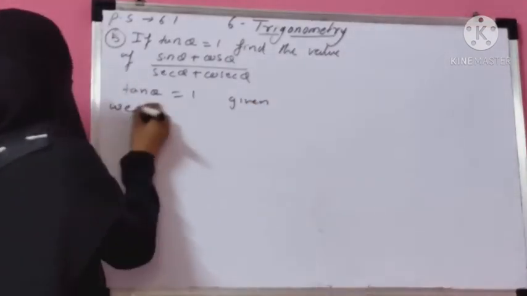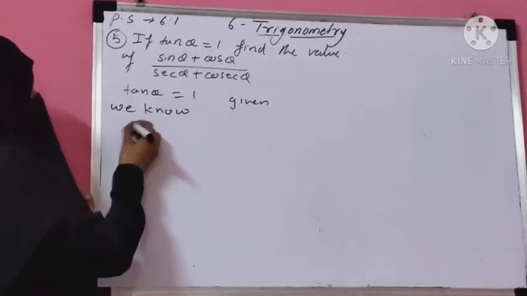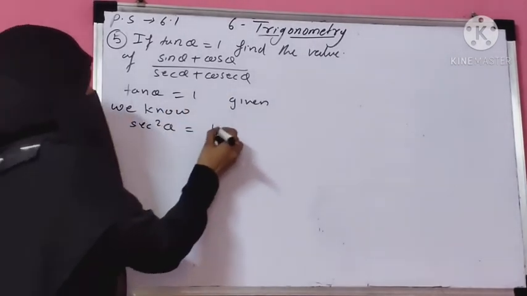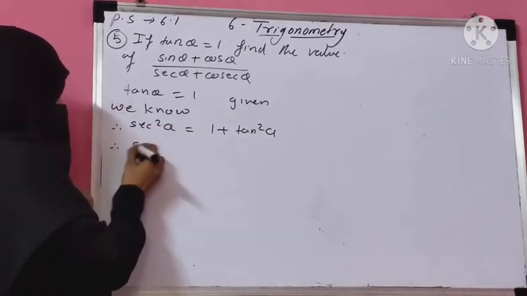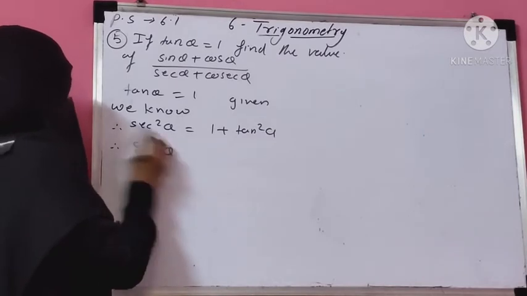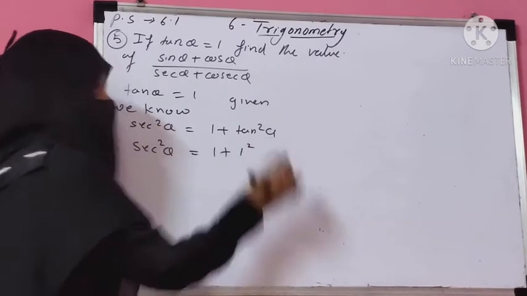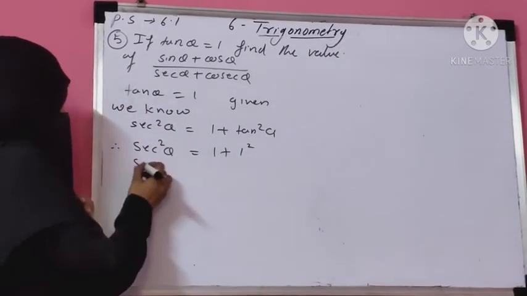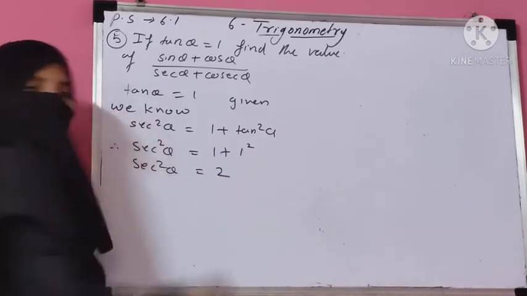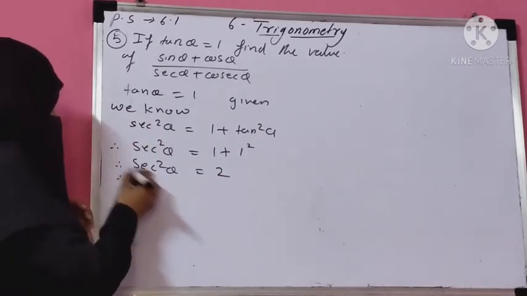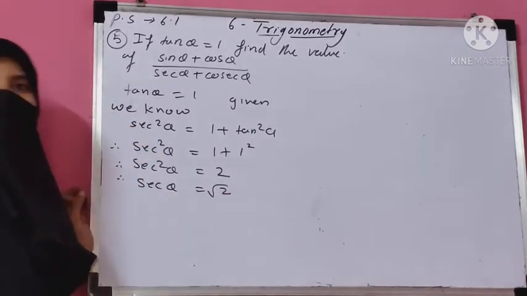And we know that the formula of tan is related with sec, that is sec square theta is equal to 1 plus tan square theta. Now substitute the value. Sec square theta is equal to 1 plus tan square, which is 1 square. So sec square theta, 1 square is 1 and 1 plus 1 is 2. So therefore, sec theta is equal to under root 2. Here you get the value of sec theta.